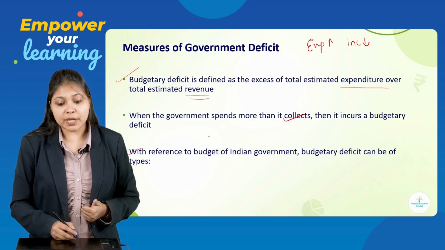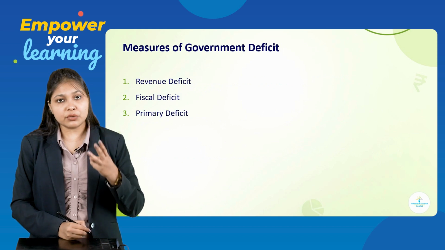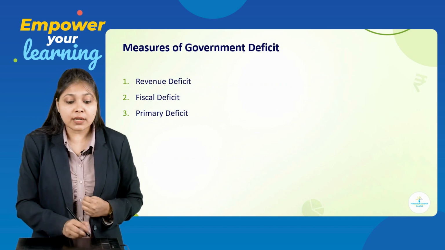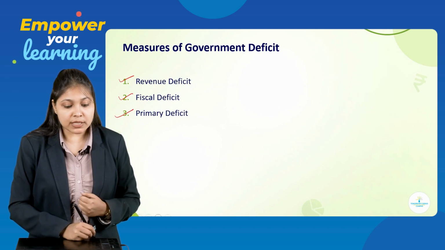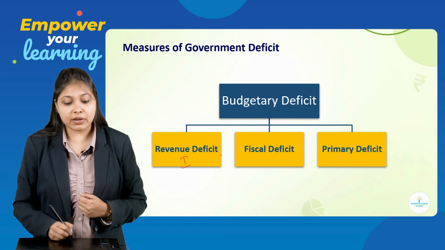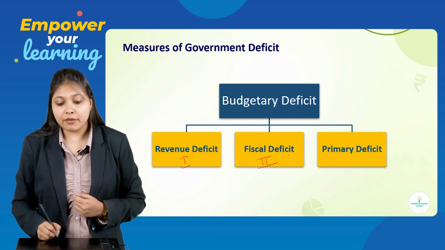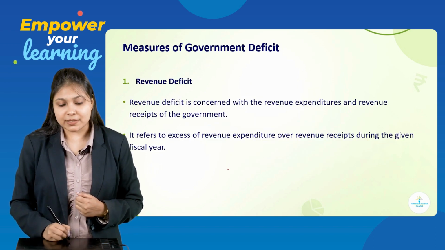With reference to the budget of the Indian government, budgetary deficit can be of three different types. Now, there are three different types of deficit situation. First is revenue deficit, second is fiscal deficit, and third is primary deficit. One by one, we are going to see all three kinds of deficits. So let us begin with the first one, that is revenue deficit.